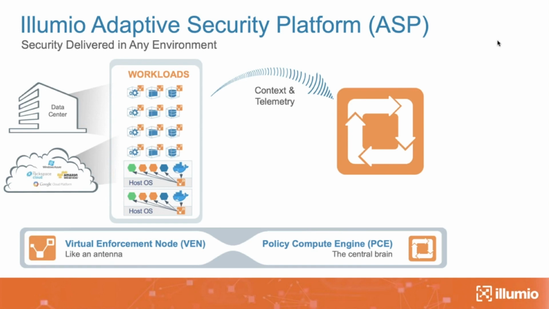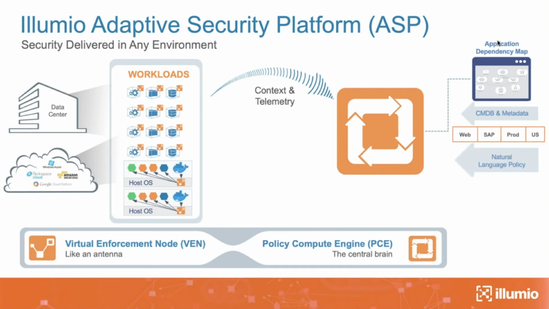It does all the heavy lifting, and there are two specific things it does. One is it will take in metadata from a CMDB or whatnot and create an application dependency map. And second, it will allow you to create natural language-based policies with the labels that we talked about, rather than using IP addresses and VLANs. This policy compute engine will take the information and compute correct, precise layer 3 and layer 4 rules that are needed on the host to make sure that this posture stands.